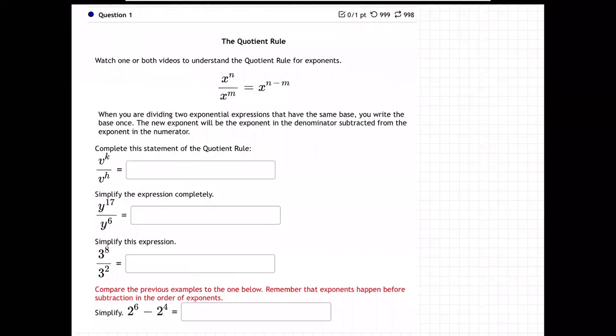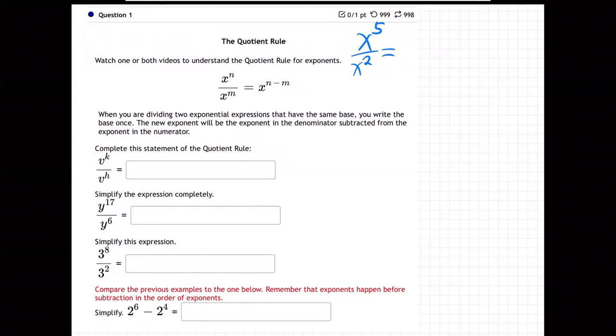So on this question, they're giving us what's called the quotient rule. And the quotient rule says when you have two things divided, same bases divided, you subtract the powers. So let me give you an example. I want to make sense of this rule. What is, let's say, x to the fifth over x squared? What's that going to equal?